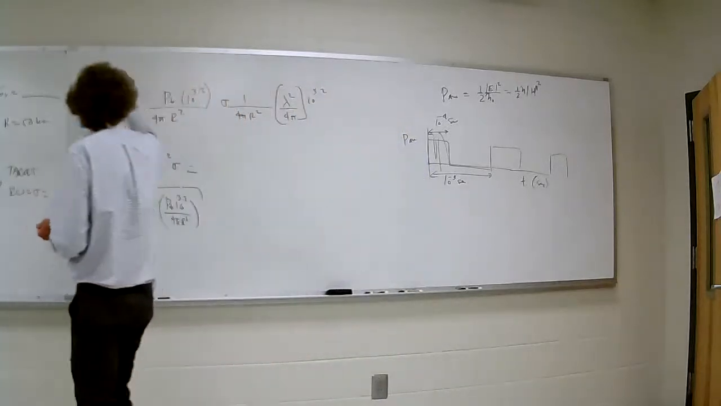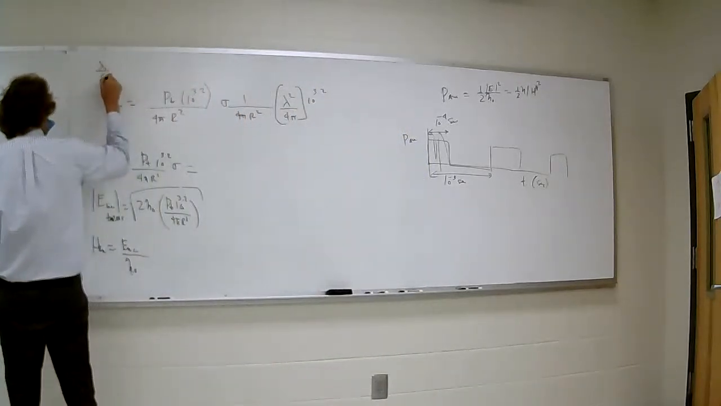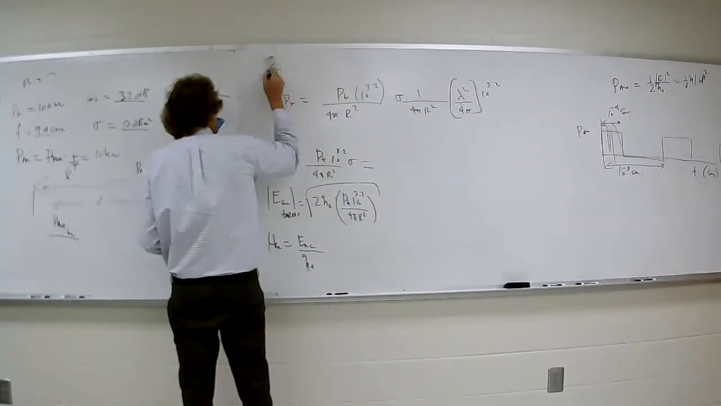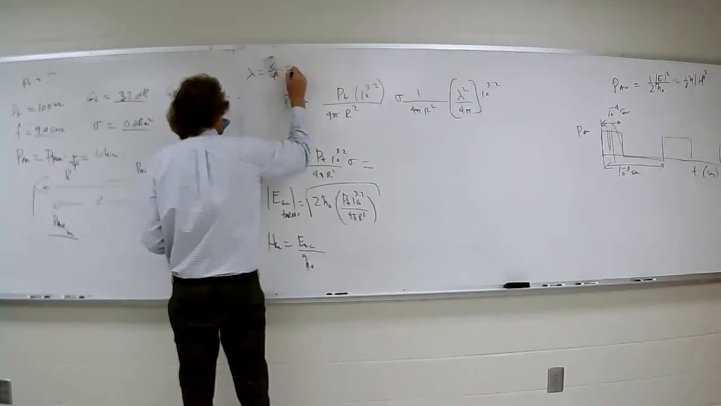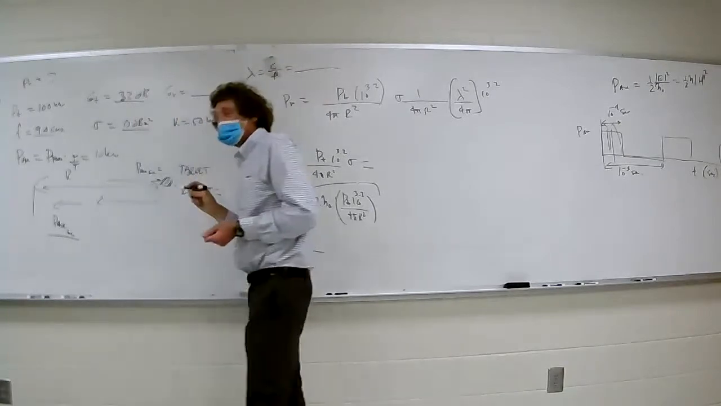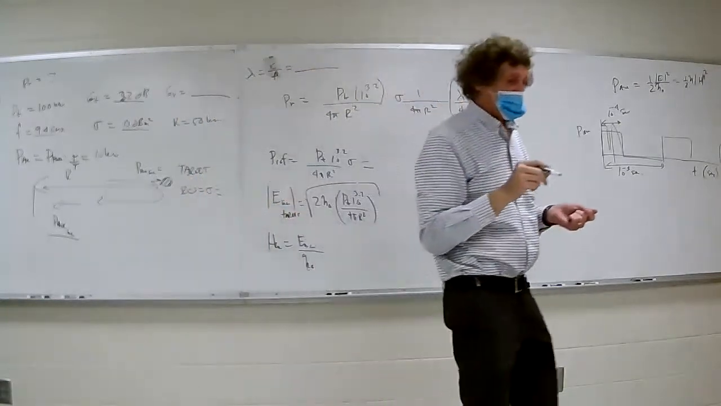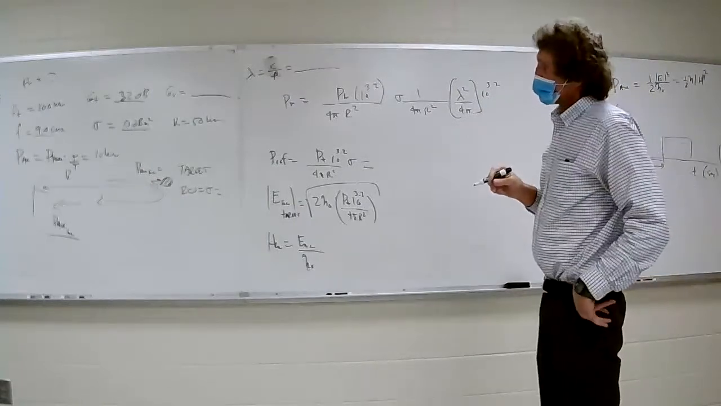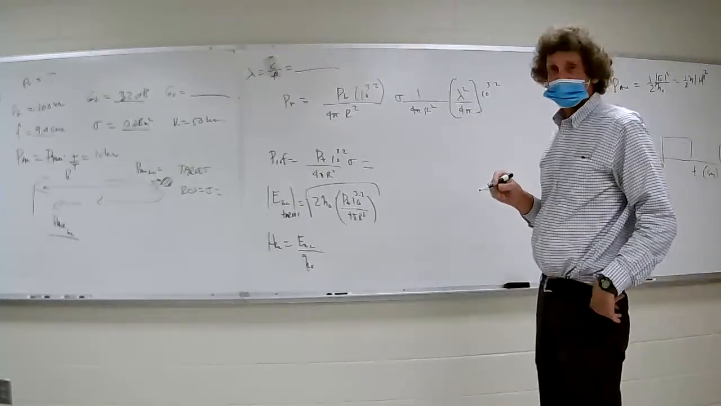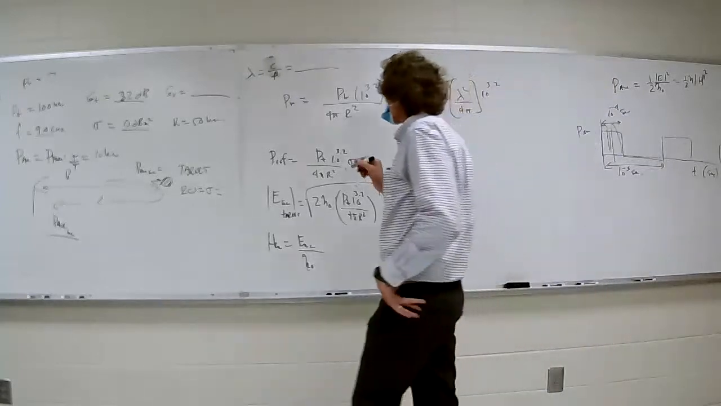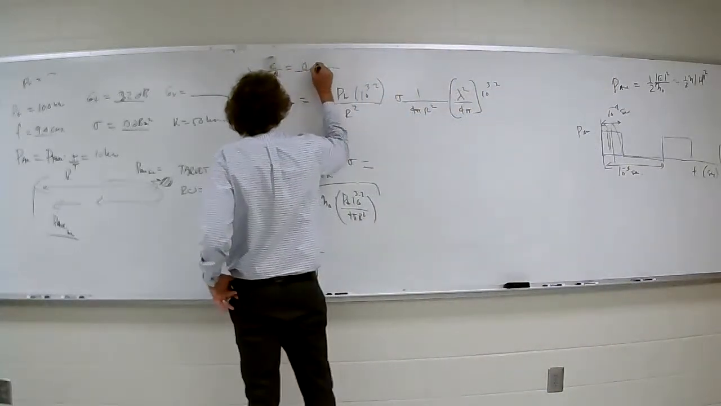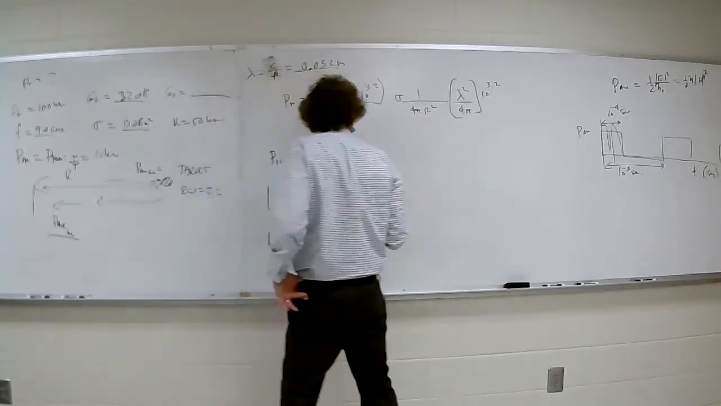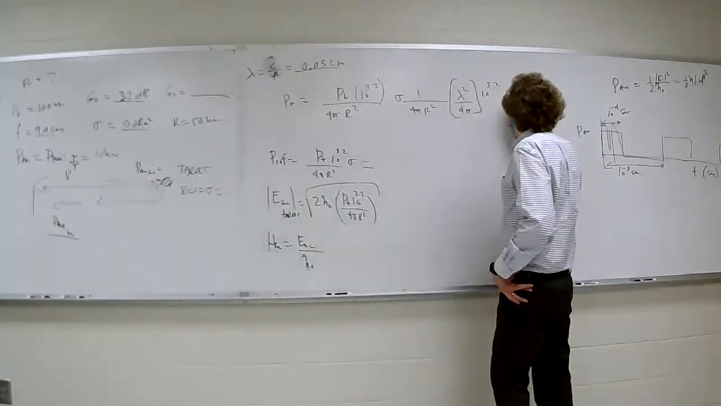What's the wavelength? It's going to be C over F, right? Or C over F is equal to lambda. You can give me that value, anyone. 3 times 10 to the 8th divided by 9.4 times 10 to the 9th, right? What do you get for that? 0.032 meters. All right, now how about P received?